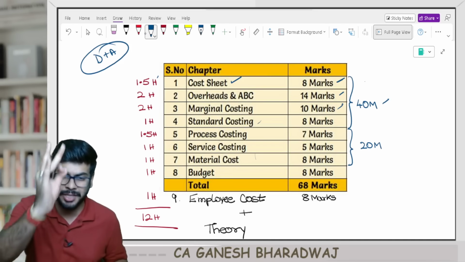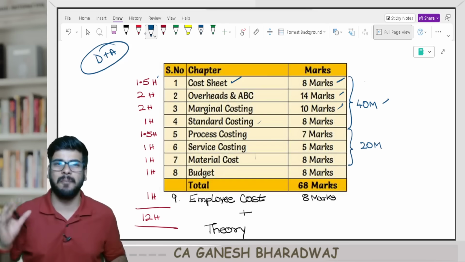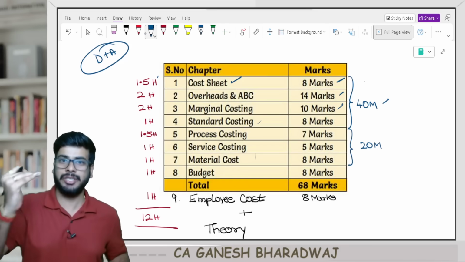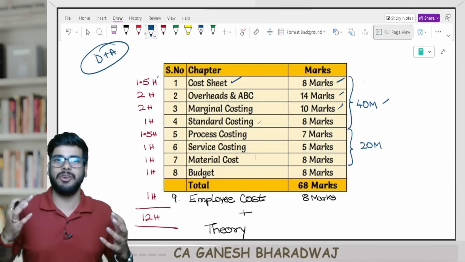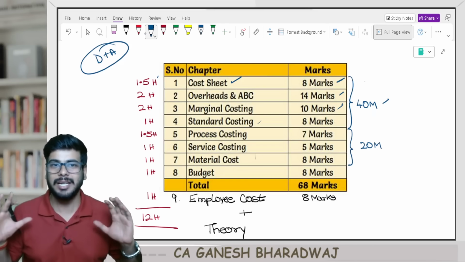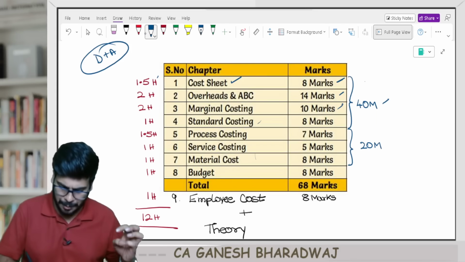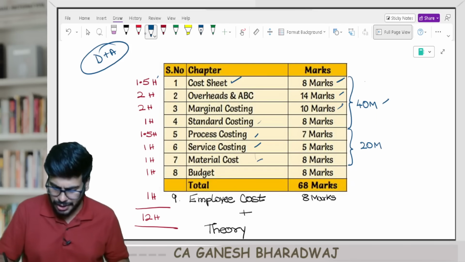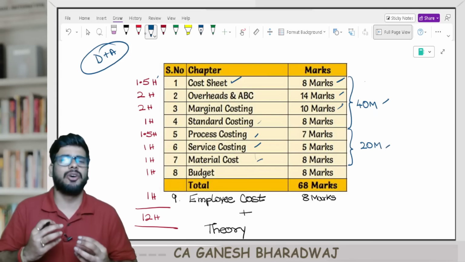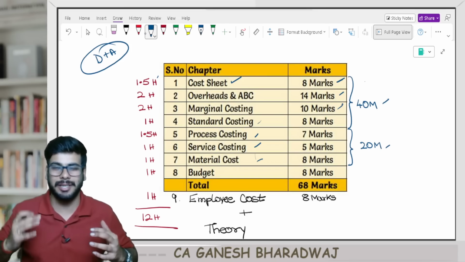Now, guys, first give priority and complete these 4-5 chapters. Tell me, guys, first you will cover the 40 mark component, and you will have some level of confidence: yes, at least my basics are taken care of. Now move on to the next few chapters: process costing, service costing, material cost. These 3 chapters put together cover about 20 marks weightage. Now your exemption is sorted.